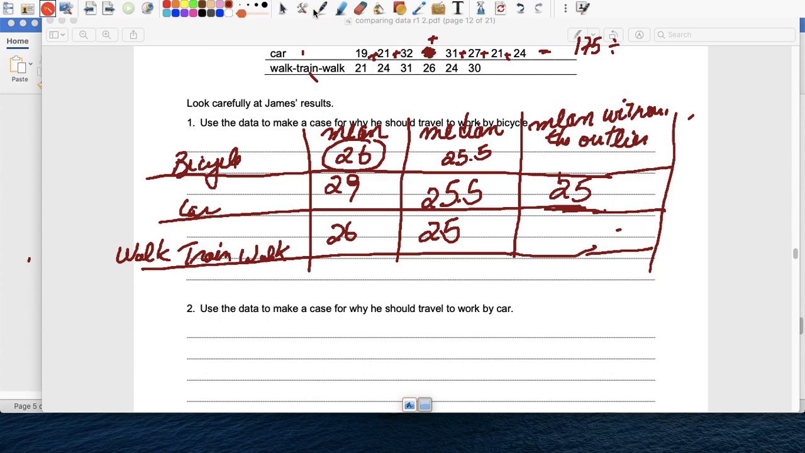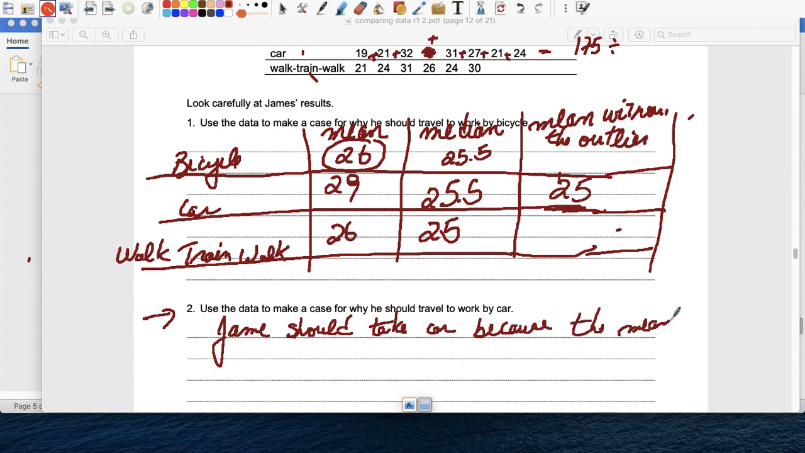Right? Okay. So now in number 2, we can say James should take the car because the mean is the lowest without the outlier. Without the outlier. So quitando el outlier, el mean del coche es el mejor. So if you take the outlier out, the mean is the best.